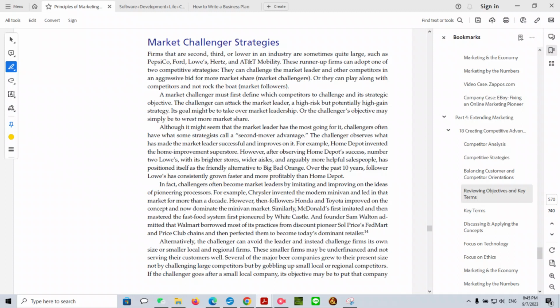A market challenger must first define which competitors to challenge and its strategic objective. A challenger can attack the market leader, a high risk, high gain strategy. So basically, high risk, high reward. Its goal might be to take over market leadership, or the challenger's objective may be simply to wrest more market share. Though it might seem that the market leader has most going for it, challengers often have what some strategists call a second mover advantage. The challenger observes what has made the market leader successful and improves on it.